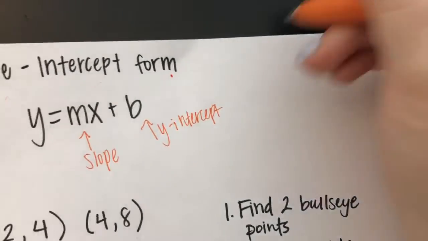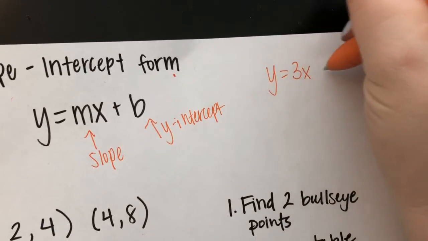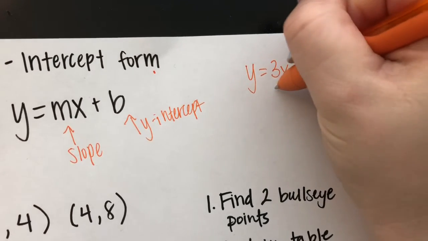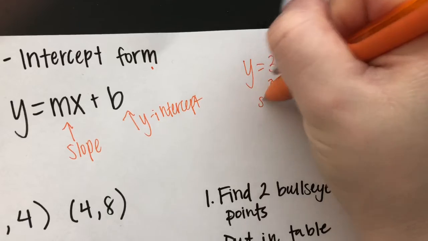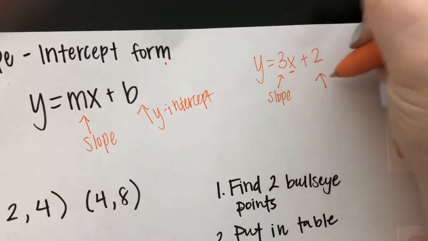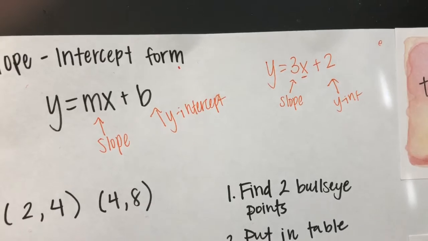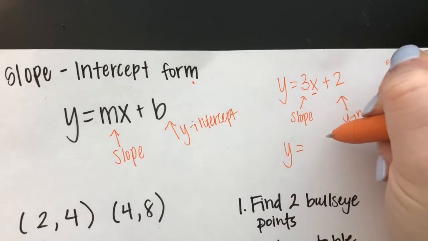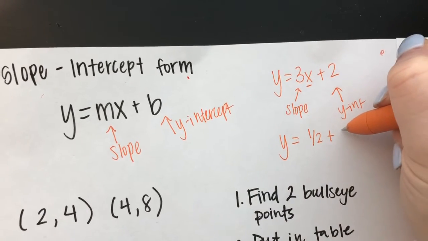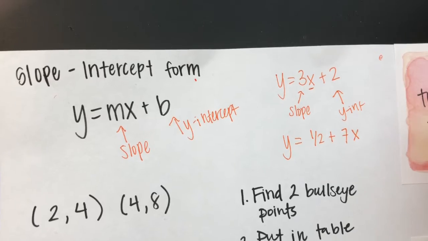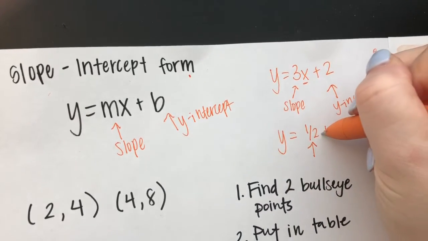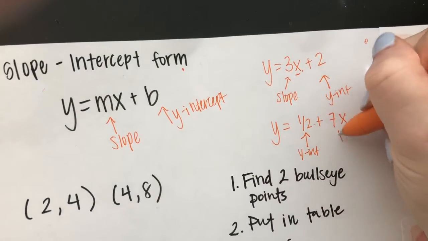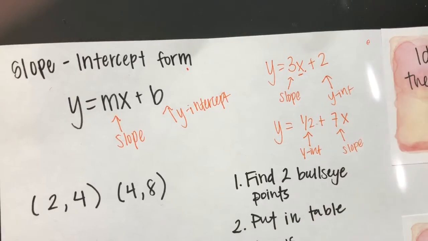So if we were to be given the equation y equals 3x plus 2, we know that our slope is whatever is right next to the x. So in this case, your slope is 3, and your y-intercept, or your b value, is 2. In the same way, if I flip it, and let's say I say this, y equals 1/2 plus 7x. In this case, 1/2, since it's by itself, even though it's first, is going to be my y-intercept, and the 7 is going to be my slope.